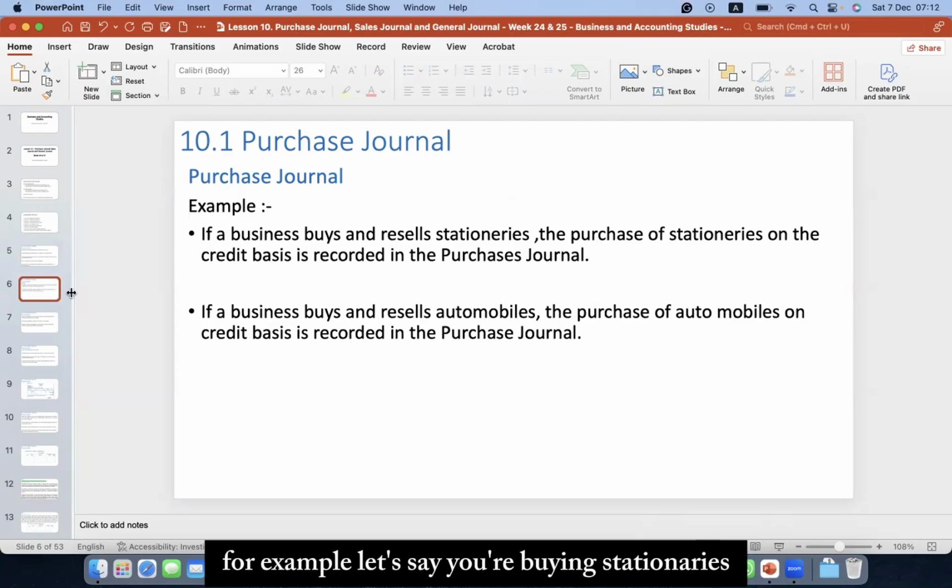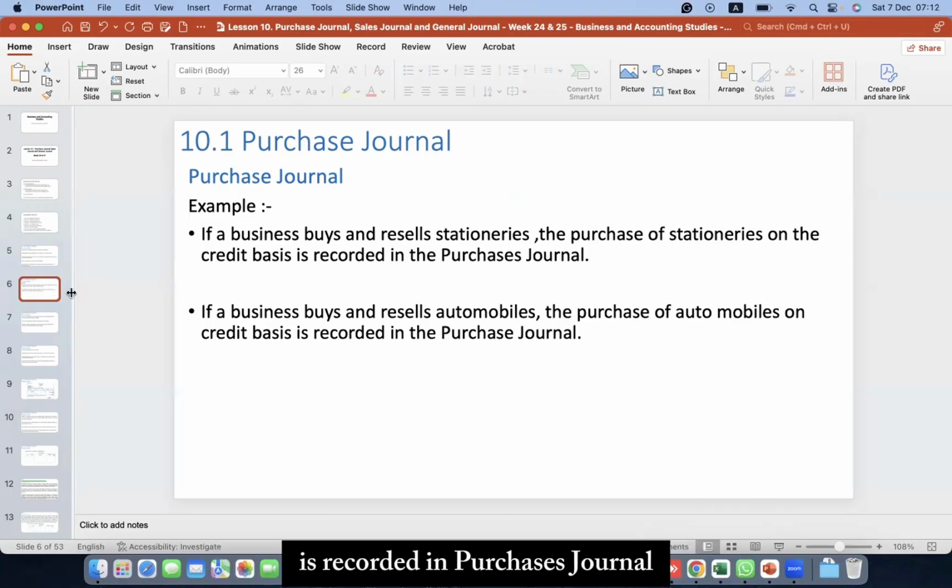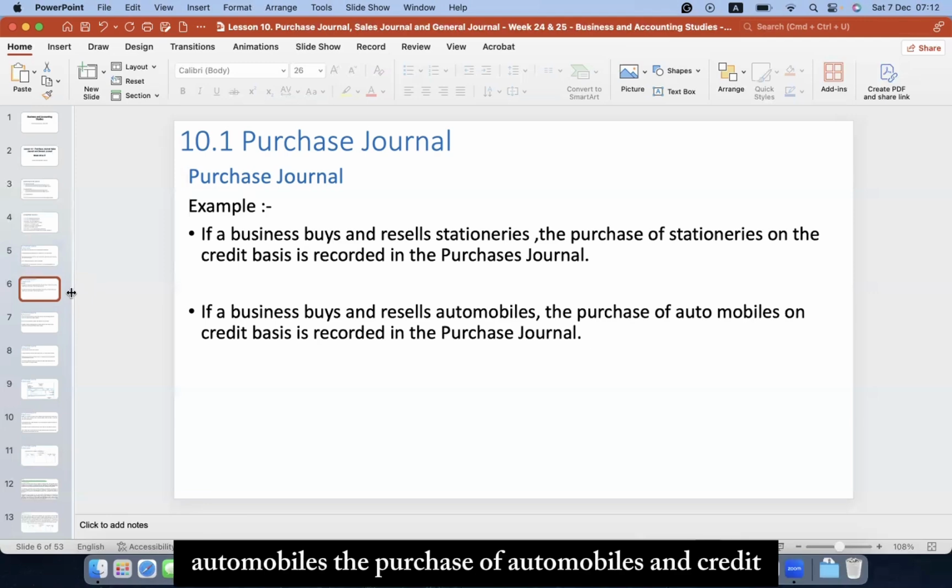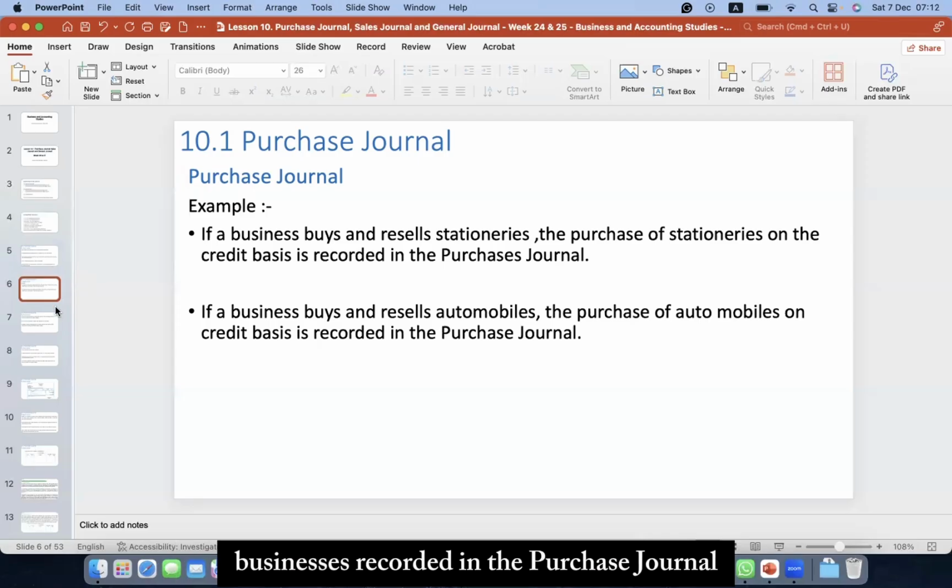For example, let's say you are buying stationery. If a business buys and resells stationery, the purchase of stationery on a credit basis is recorded in the purchases journal. And if a business buys and resells automobiles, the purchase of automobiles on a credit basis is recorded in the purchases journal. That is what we do in the purchases journal.